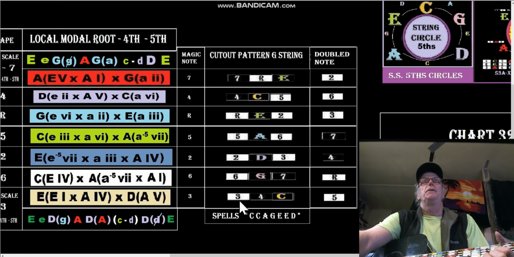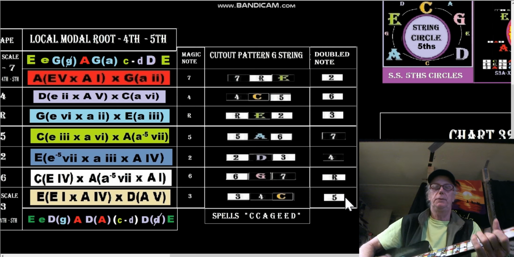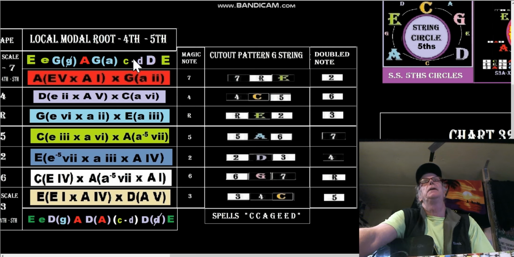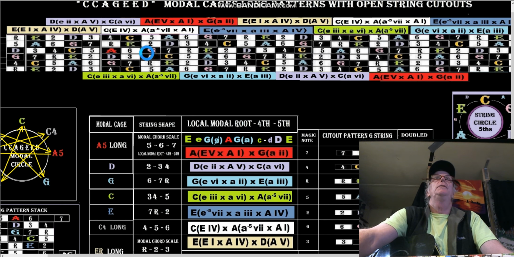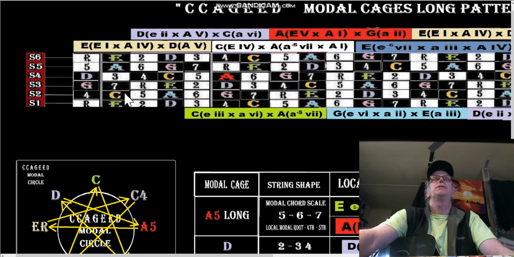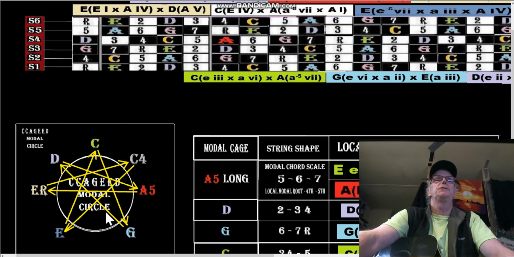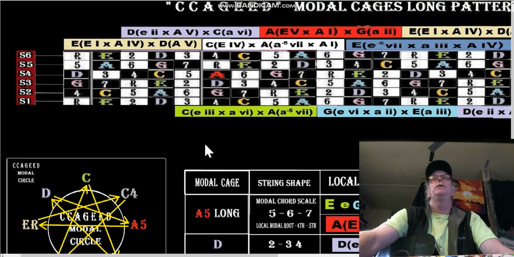But we have the doubled 5 here. Okay, so we don't want to play a double note. So we have the cutout. Now, lo and behold, doing the cutouts gave rise to the modal cages here that work. They work good. I've proven it with the caged modal circle, how symmetrical these things have to fit. So there's only one double note here, so we're going to have the cutout.